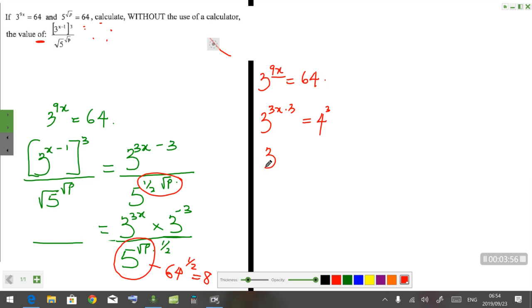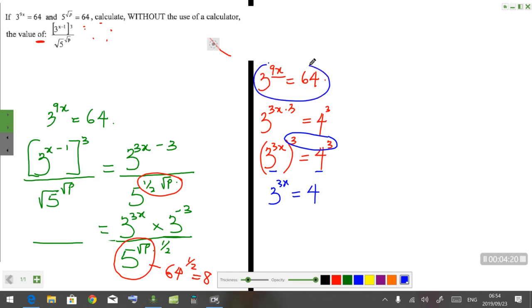Now, if I introduce brackets, it's actually the same thing. We're only rewriting that as 4 to the power 3. What do you notice? Do you notice that my exponents are now equal? Automatically, it means the bases are now also equal. So 3 to the power 3x is then equal to 4. I think this is where the challenge is. The challenge is breaking this whole thing down. So if we have 3 to the power 3x is equal to 4.